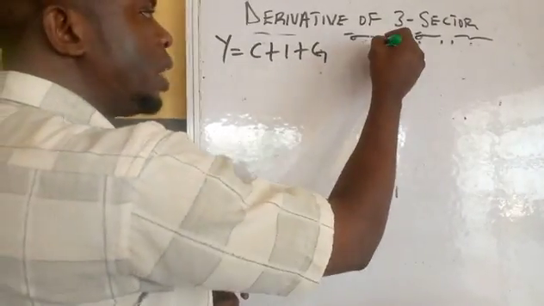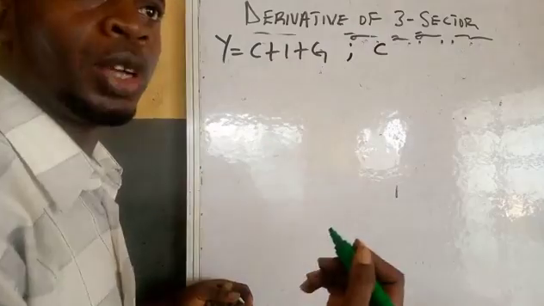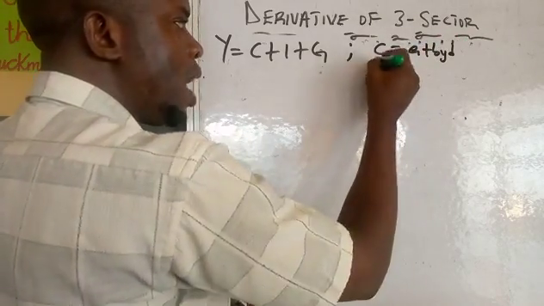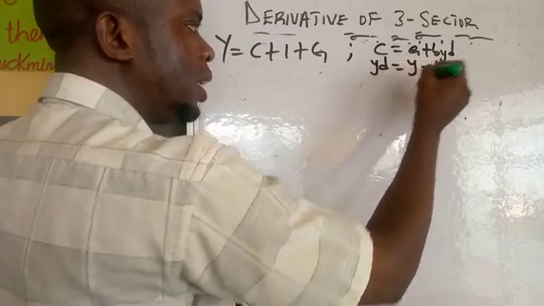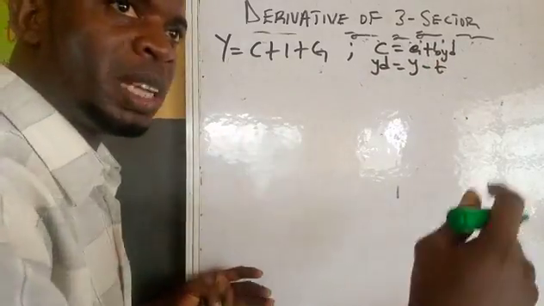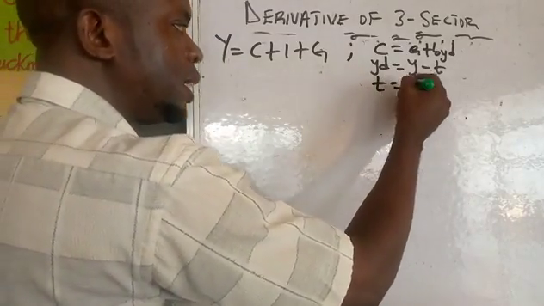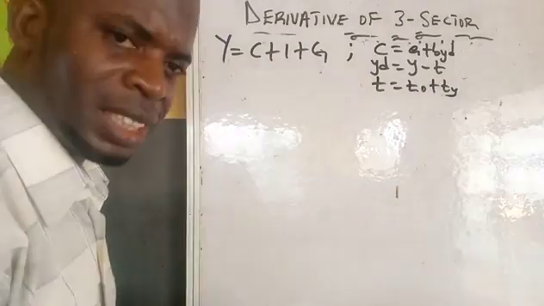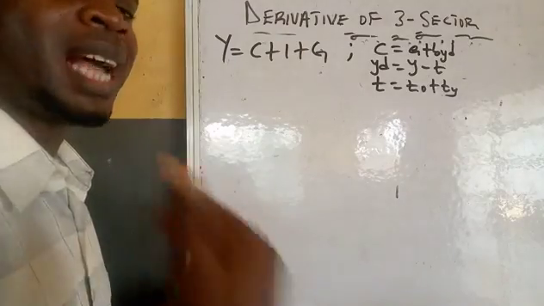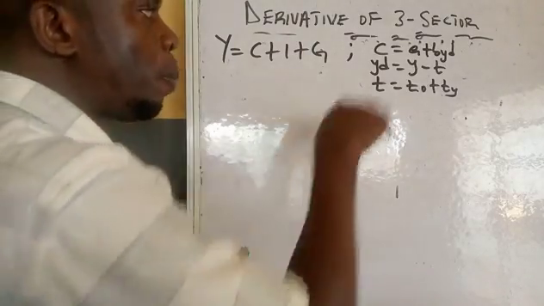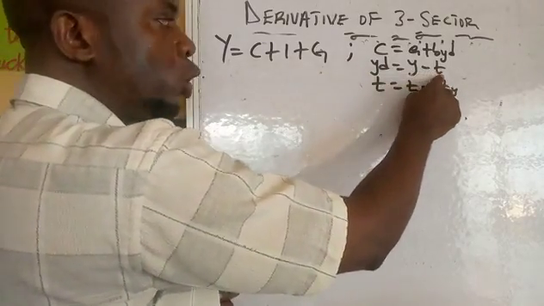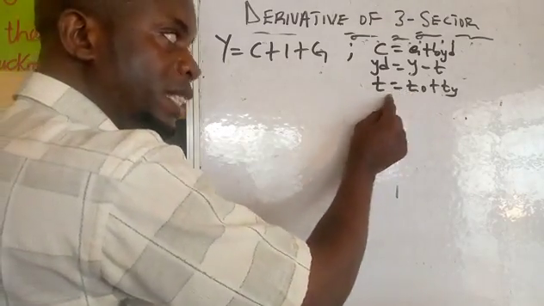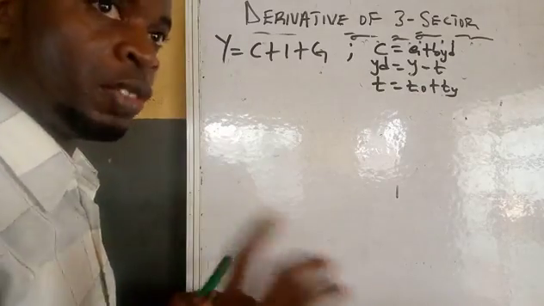In that case we'll be having our C function to be a plus bYd, where Yd equals Y minus T. Then this T will also be split because it has a function. T itself is now T naught plus tY. Do you understand? It's different from when tax is not dependent on income, where we just stop here: Yd equals Y minus T, and T will not have a function. But when tax is dependent on income, there's going to be a function for the tax. It's going to be T naught plus tY. Please take note of the difference.